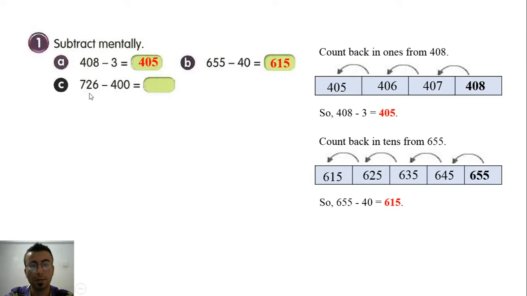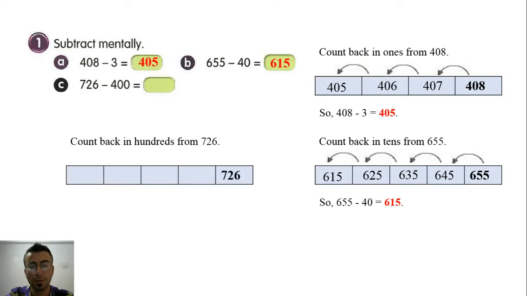And C, 726 minus 400. Count back in hundreds from 726. Let's write it down. 726, 626, 526, 426, and 326. Okay? So 726 minus 400 equals 326.